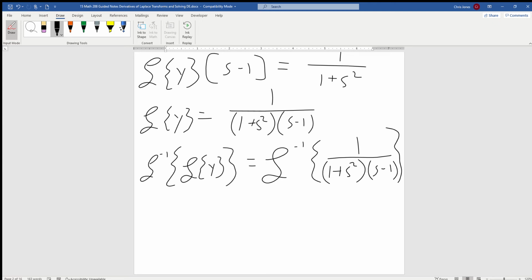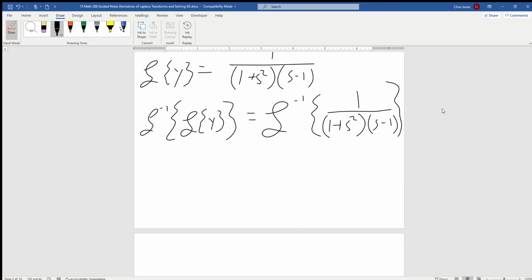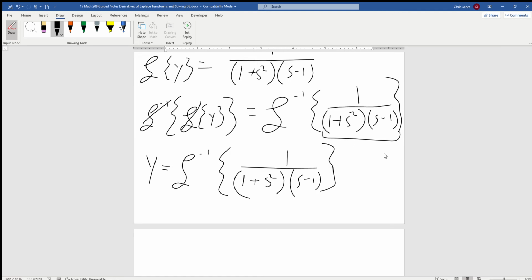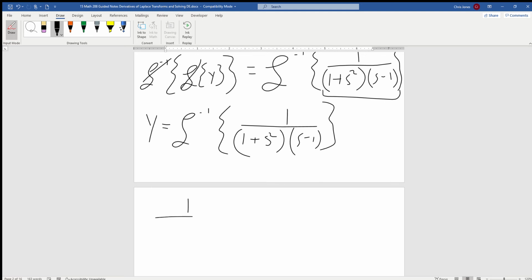Now we have to find the partial fraction decomposition of what we have inside the right-hand side. We know the inverse Laplace of the Laplace is just going to be y. So y is going to be equal to the inverse Laplace of 1 over 1 plus s squared times s minus 1. We're going to use our decomposition of 1 over 1 plus s squared times s minus 1.